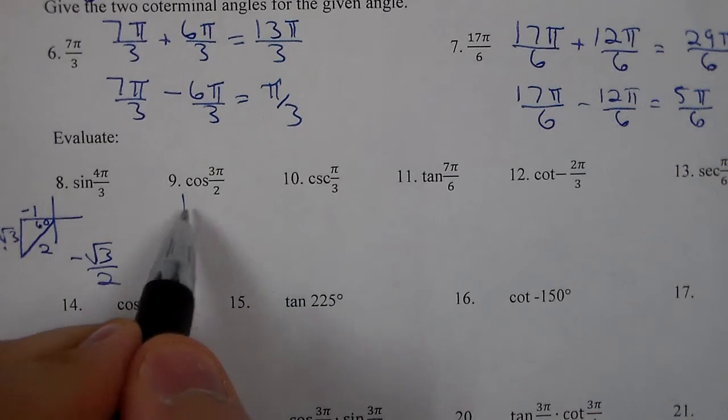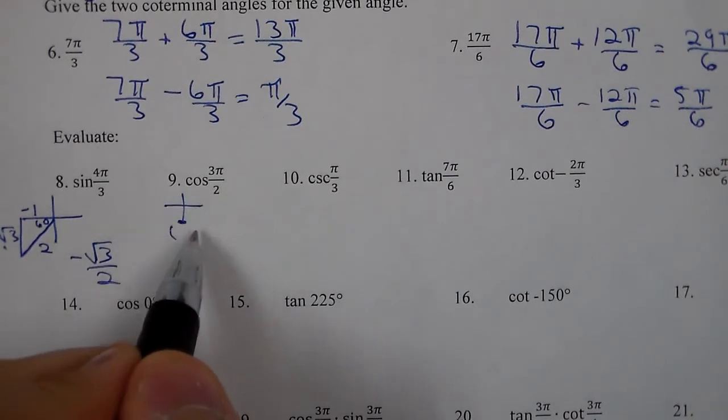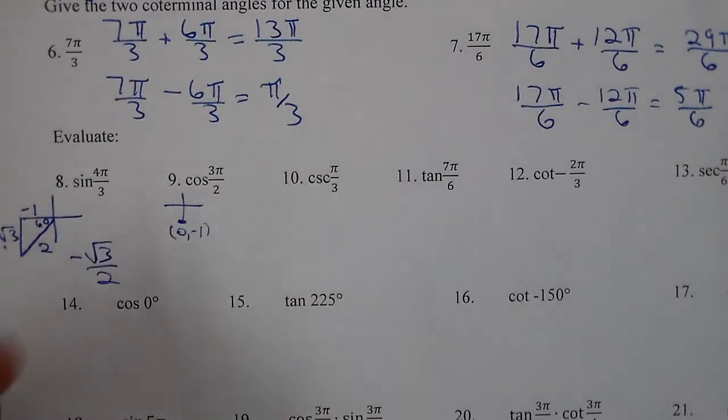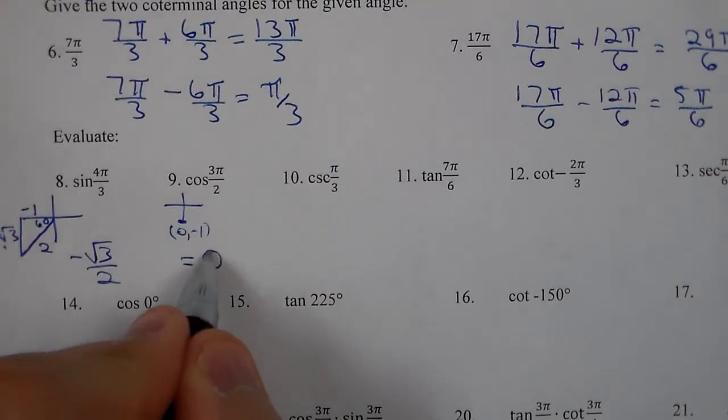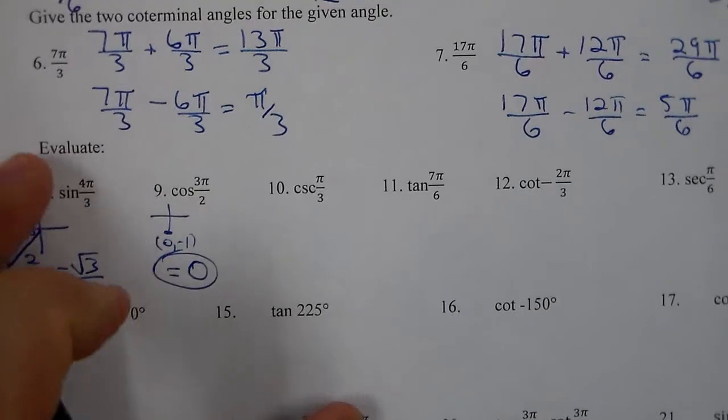Cosine for 3 pi over 2. 3 pi over 2 is down here. That is at the bottom. That is going to be a 0, negative 1. As we mentioned earlier, cosine is the x value, so that is just going to be equal to 0.